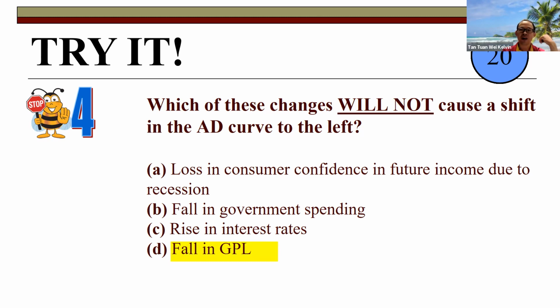It will cause a movement along the aggregate demand. When there's a loss in consumer confidence, your C will fall, independent of income or GPL. That's why your AD shifts to the left. If there's a fall in government spending, G, the AD curve will shift to the left. If there's a rise in interest rate, the cost of borrowing goes up. Households will borrow less to buy big ticket items, so C will fall. Firms will invest less because there are fewer investment projects that are profitable. That's why I will fall.